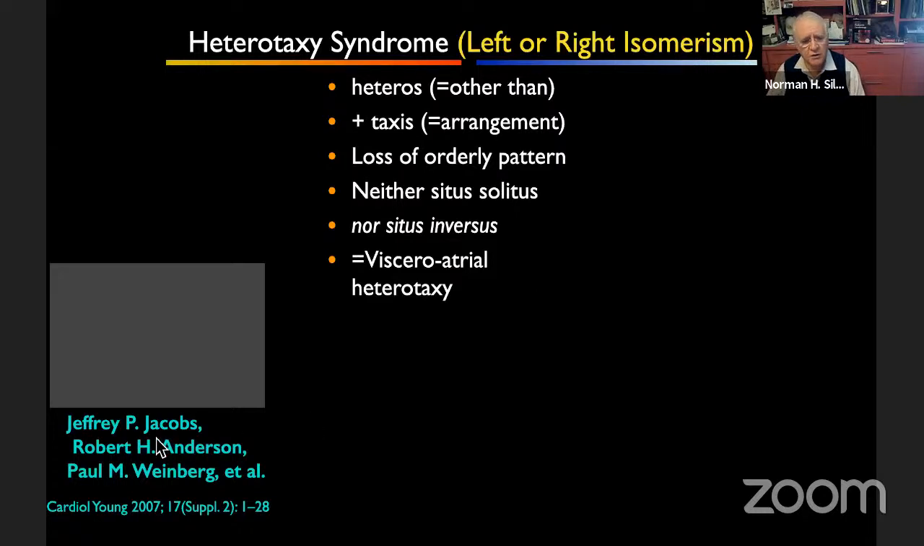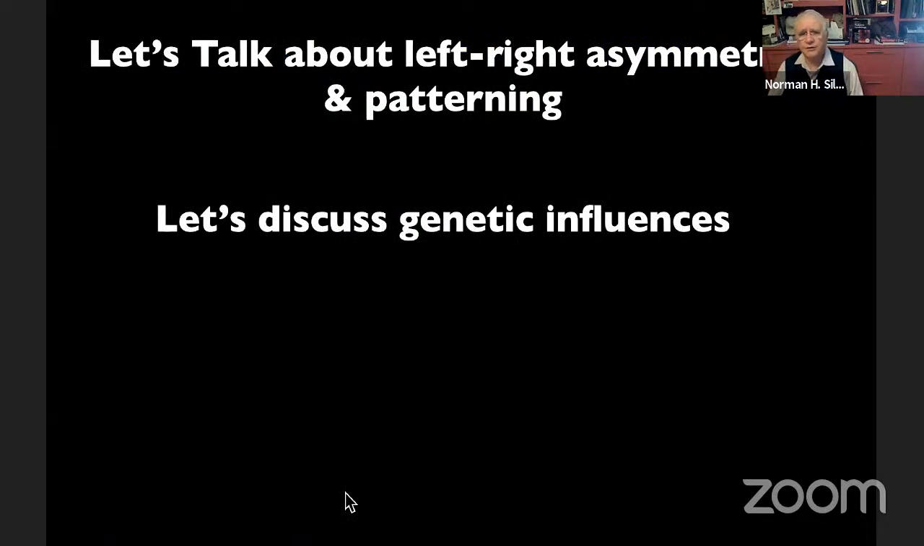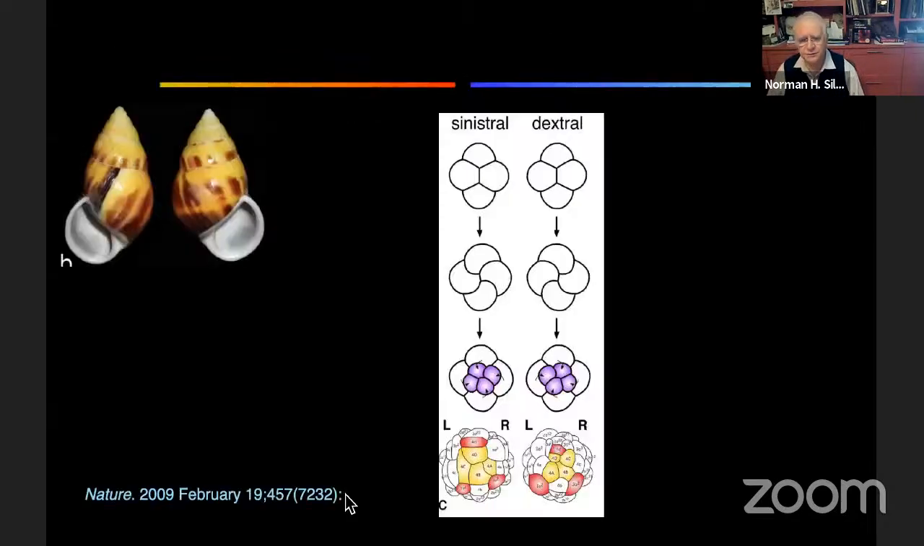I have included some references that you might want to look up on these various interesting subjects. So first of all, let's talk about left-right asymmetry and patterning, and let's discuss the genetic influences.